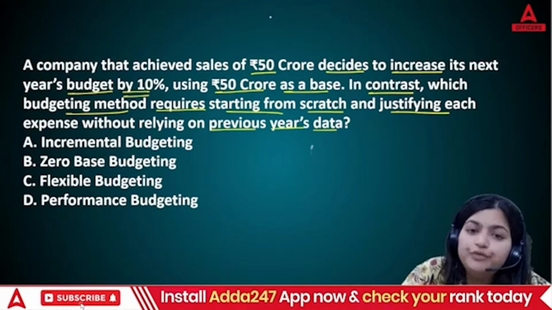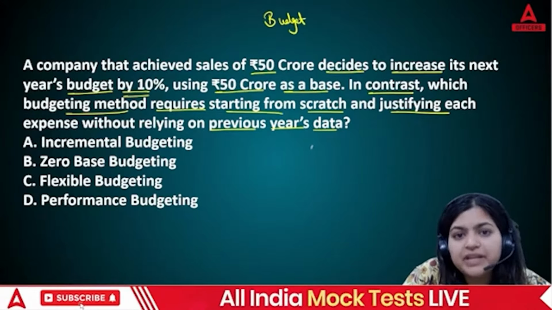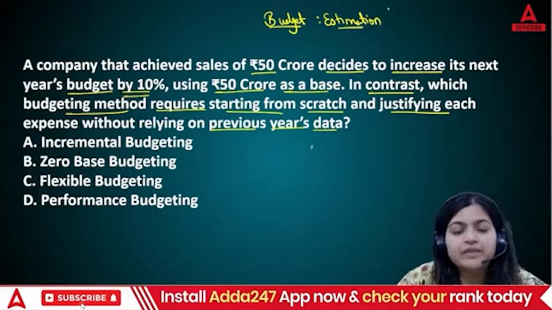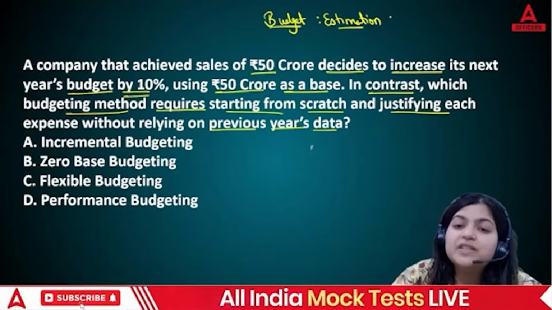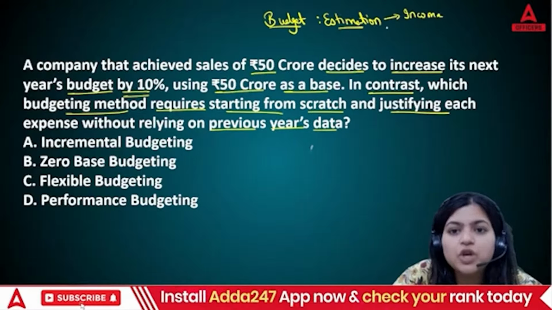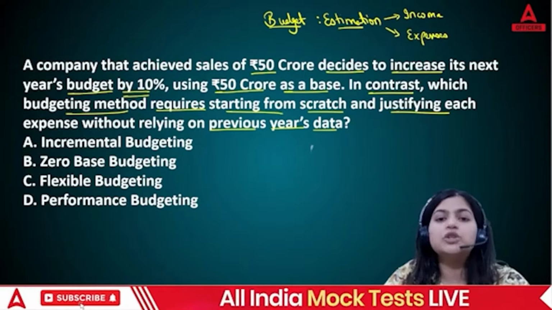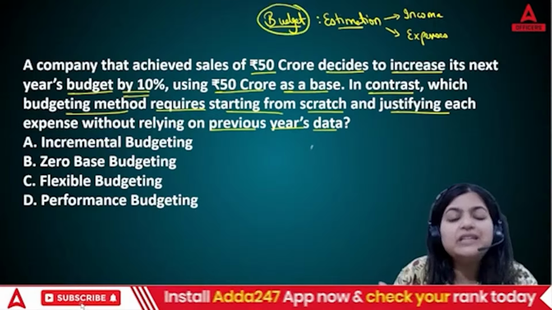Okay, so first let me tell you what is budget. Budget means your estimation. Like every year on 1st February we get the union budget. That union budget is for the upcoming year. So basically we are planning for our income sources and we are talking about our expenses. This is your budget. Now, under budget you can see majorly three types of budget.